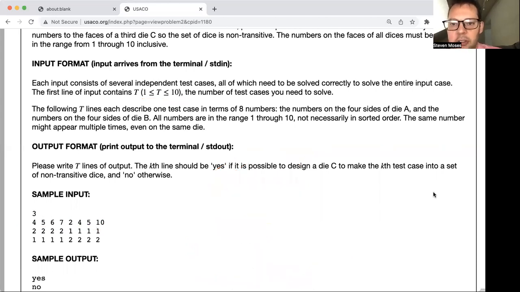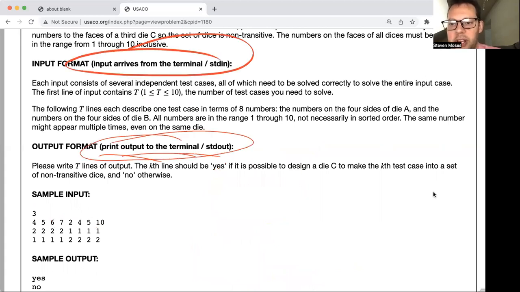All right, so output format, print to the output terminal. So all this is just coming in from the terminal and printing out to the terminal, no fancy file readers or anything. Please write T lines of output. The kth line should be yes if it's possible to design a die C to make the kth test case into a set of non-transitive dice and no otherwise.